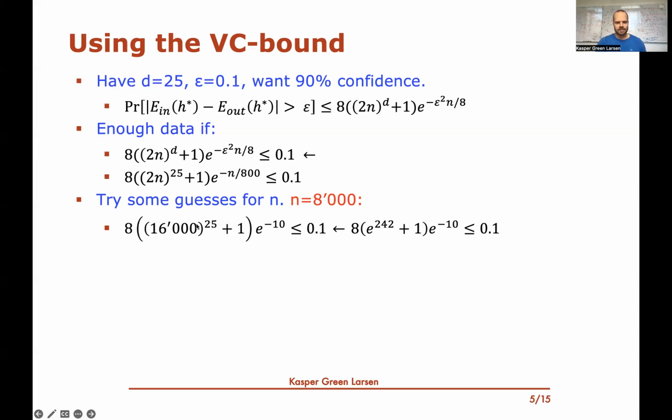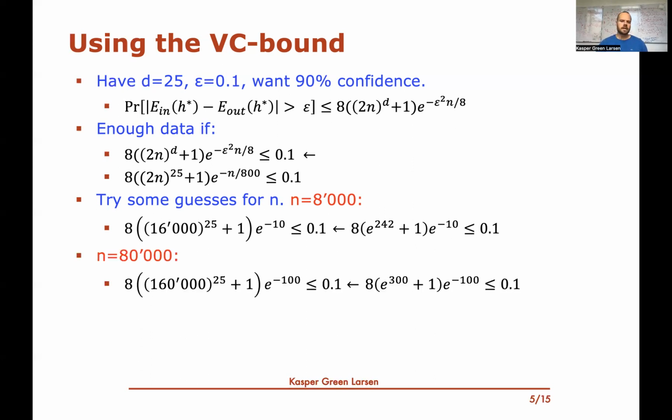If you use a calculator, you'll see that 16,000 to the 25 is about e to the 242. It's a little bit less than that, but very close. It's like e to the 241 point something. So really, you need this whole expression to be less than 0.1. And clearly it isn't, right? You have an e to the 242, but you only have an e to the minus 10 to kill it. So this is definitely not enough samples.